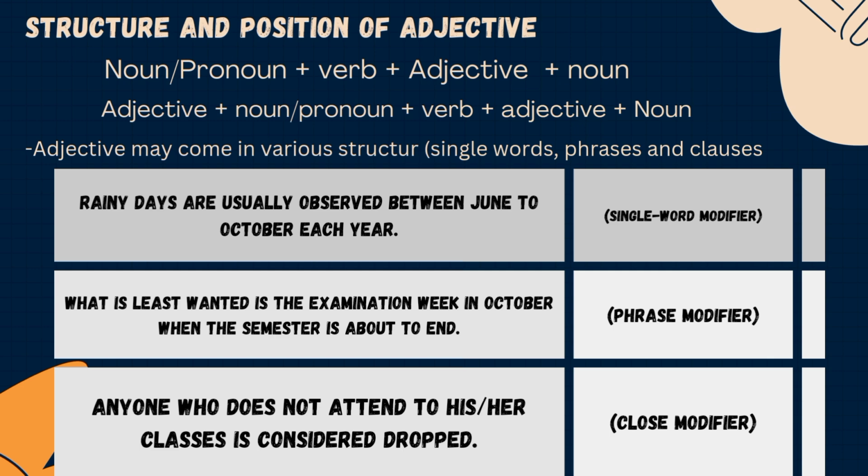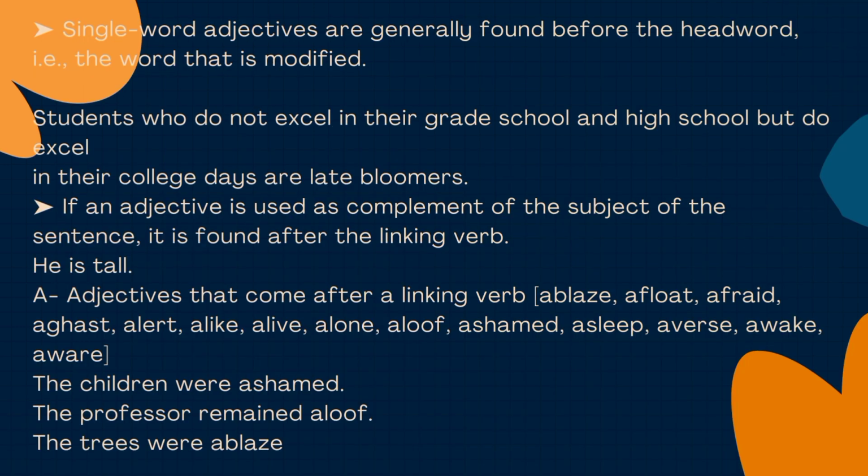Third is clause modifier. Anyone who does not attend to her classes is considered dropped. So, ang who does not attend to her classes ay isang adjective clause para tukuyin ang quality o kondisyon ng anyone na kung hindi siya pumapasok siya ay drop.